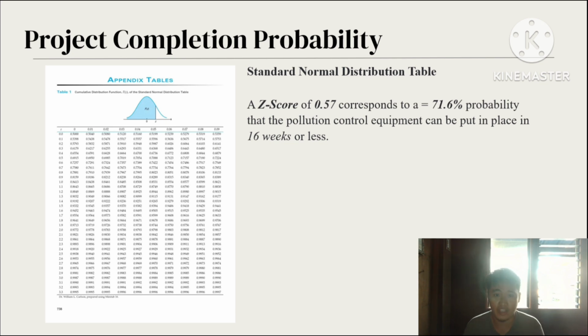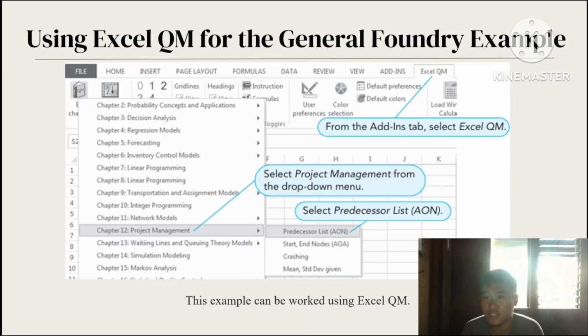So let's proceed to using the XLQM for the General Foundry example. It is not the normal Excel, so we need the add-ins, the XLQM add-ins. The first step in the add-ins is to select QM. After clicking QM, select project management from the drop down menu.